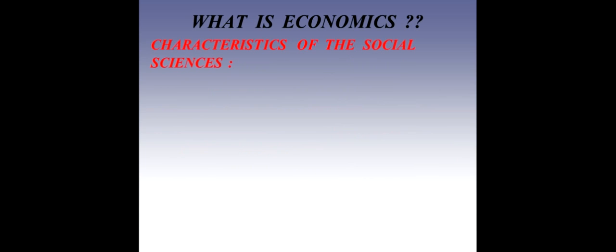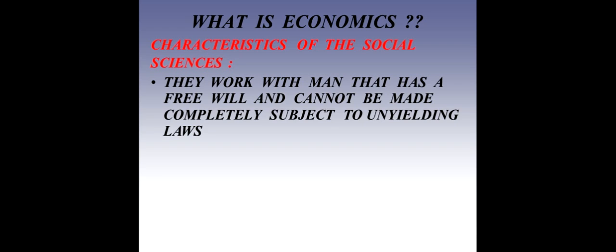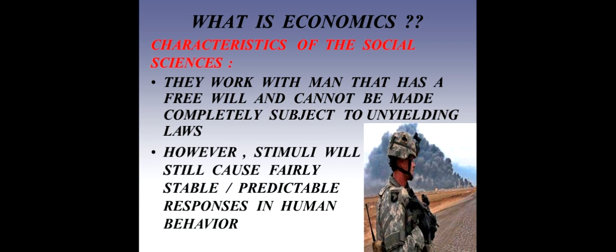The social sciences are a little bit different. The characteristics are different. The social sciences work with man that has a free will and cannot be made to completely be subject to unyielding laws. However, stimuli will still cause fairly stable, predictable responses in human behavior.